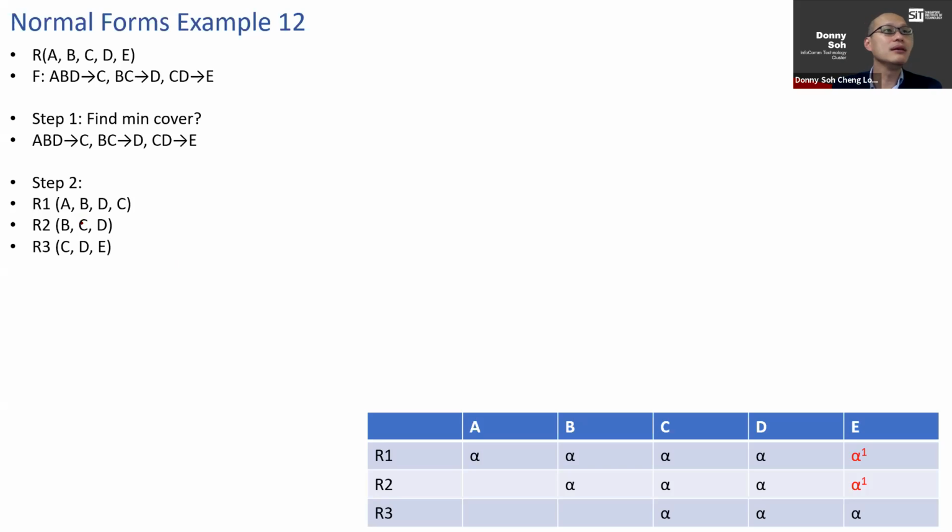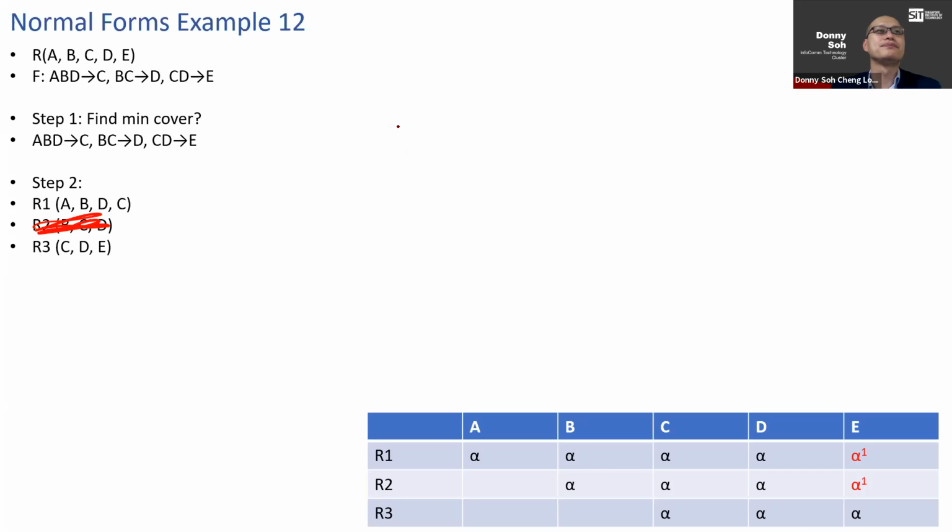B, C, D and B, C, D, we can combine. You don't need this table. A, B, C, D, B, C, D. Yeah, we're doing this table. So we only have two tables actually.